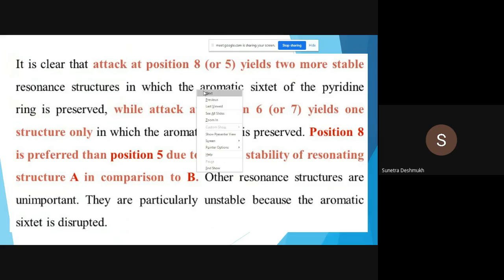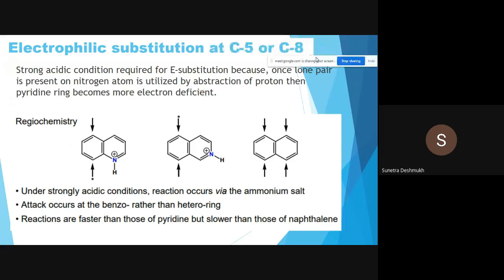Okay, next one, regioselectivity in the case of electrophilic substitution. It occurs at C5 and C8 here. They have given a star here. Preferentially, it will go to the 8th position rather than the 5th position. So isoelectronic naphthalene also undergoes substitution at the 1st, 4th, 5th and 8th positions.